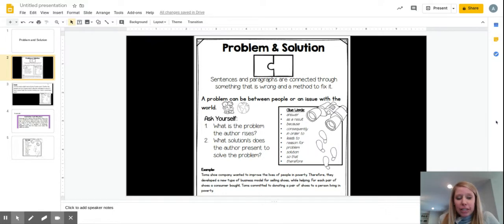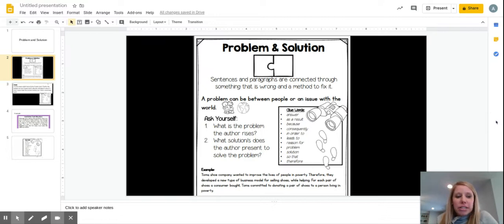Okay, so when you're looking for problem and solutions, the two things you want to ask yourself is, number one, what is the problem that the author is raising, or what problem are they telling us about? And then the second thing you want to ask yourself is, what solution does the author present to solve the problem? Now, there are lots of clue words for problem and solution, so we're going to look at them, but don't forget when you go to do your assignment today, they will also be listed at the top. So if you can't find one of them, they will all be there so that you can reference it, okay?